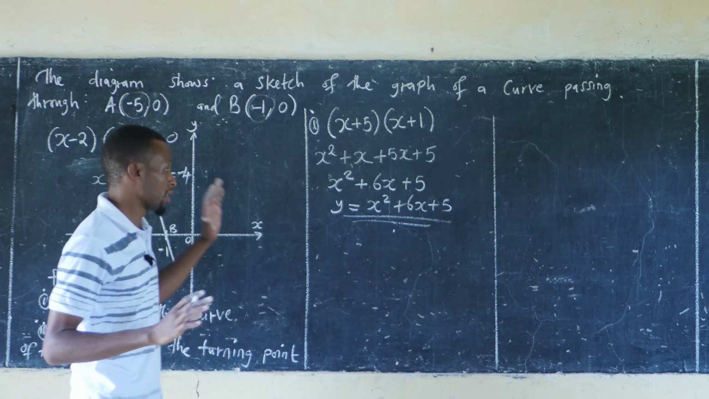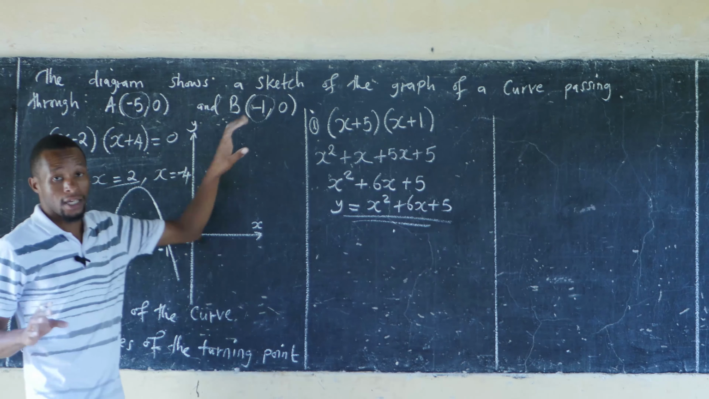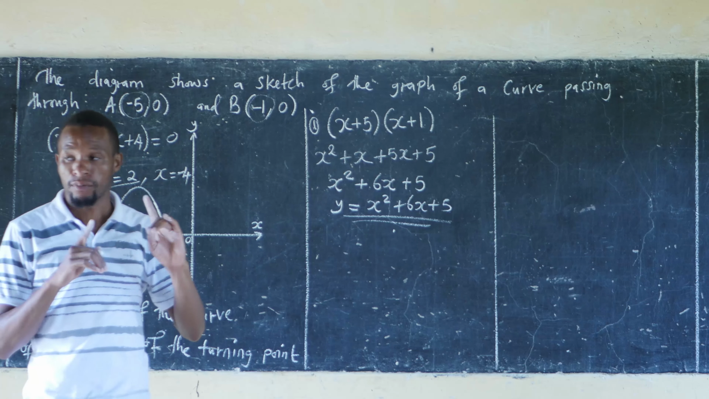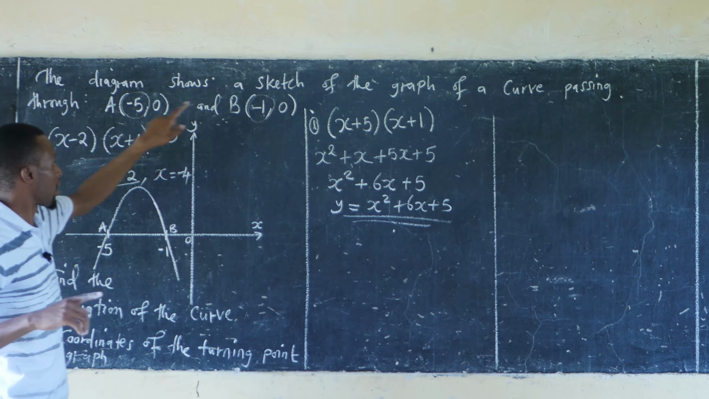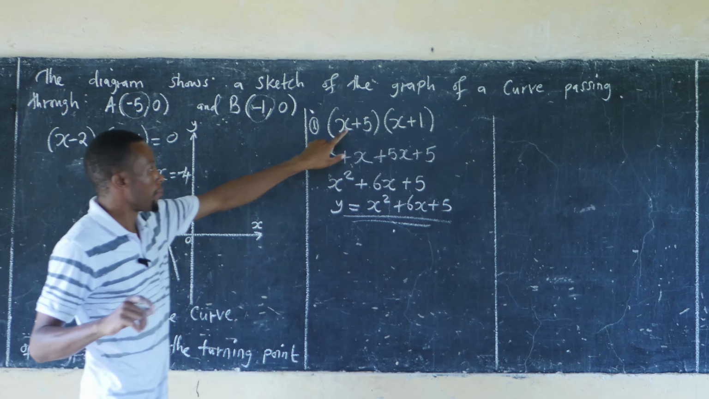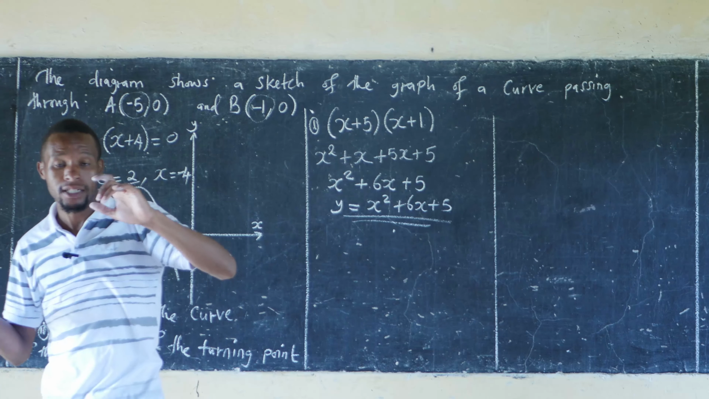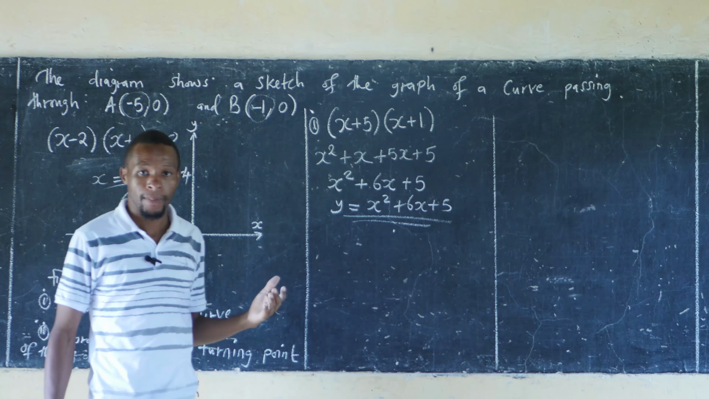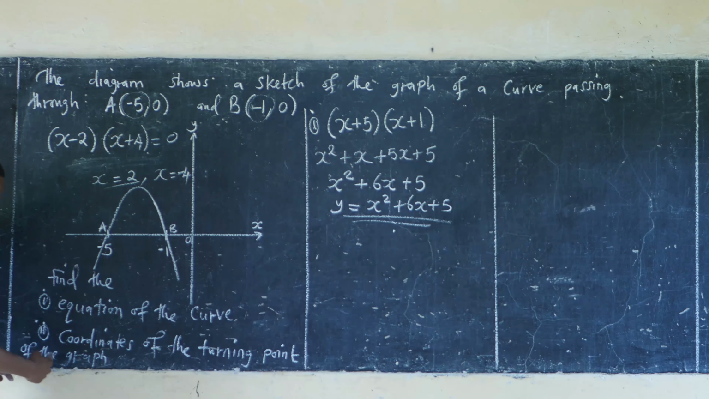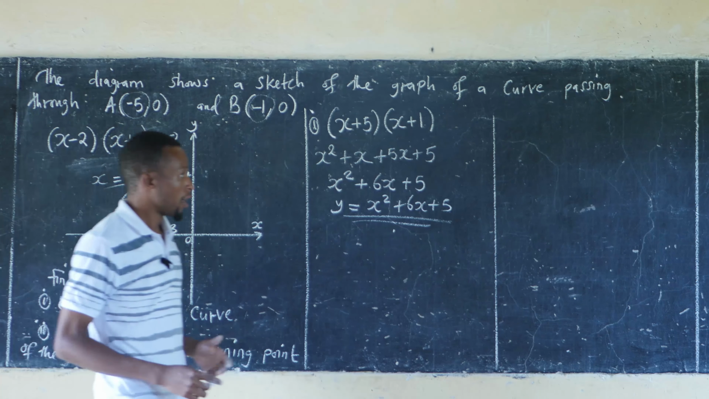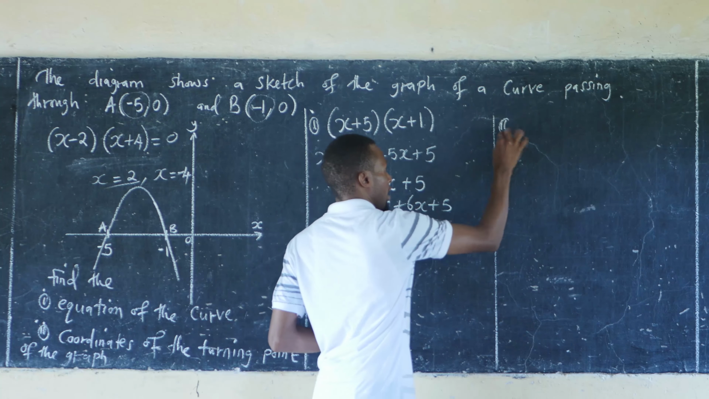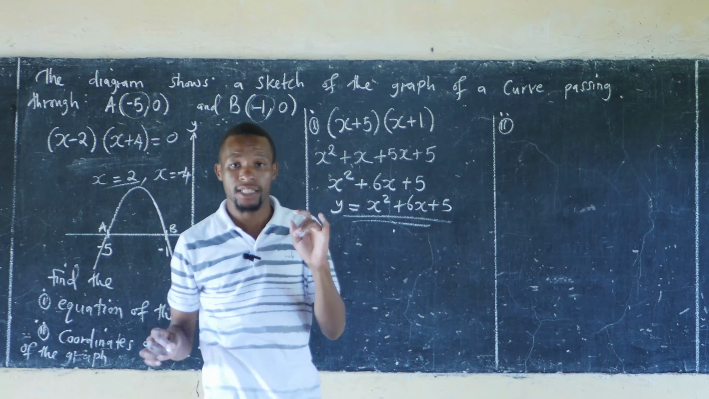Just remember, if you're not given the equation, then they will give you the intercepts for x, and you can find your equation from there. Just change their signs as you take them back into the brackets, the factor form. Very important. The last question is saying, find the coordinates of the turning point of this graph.